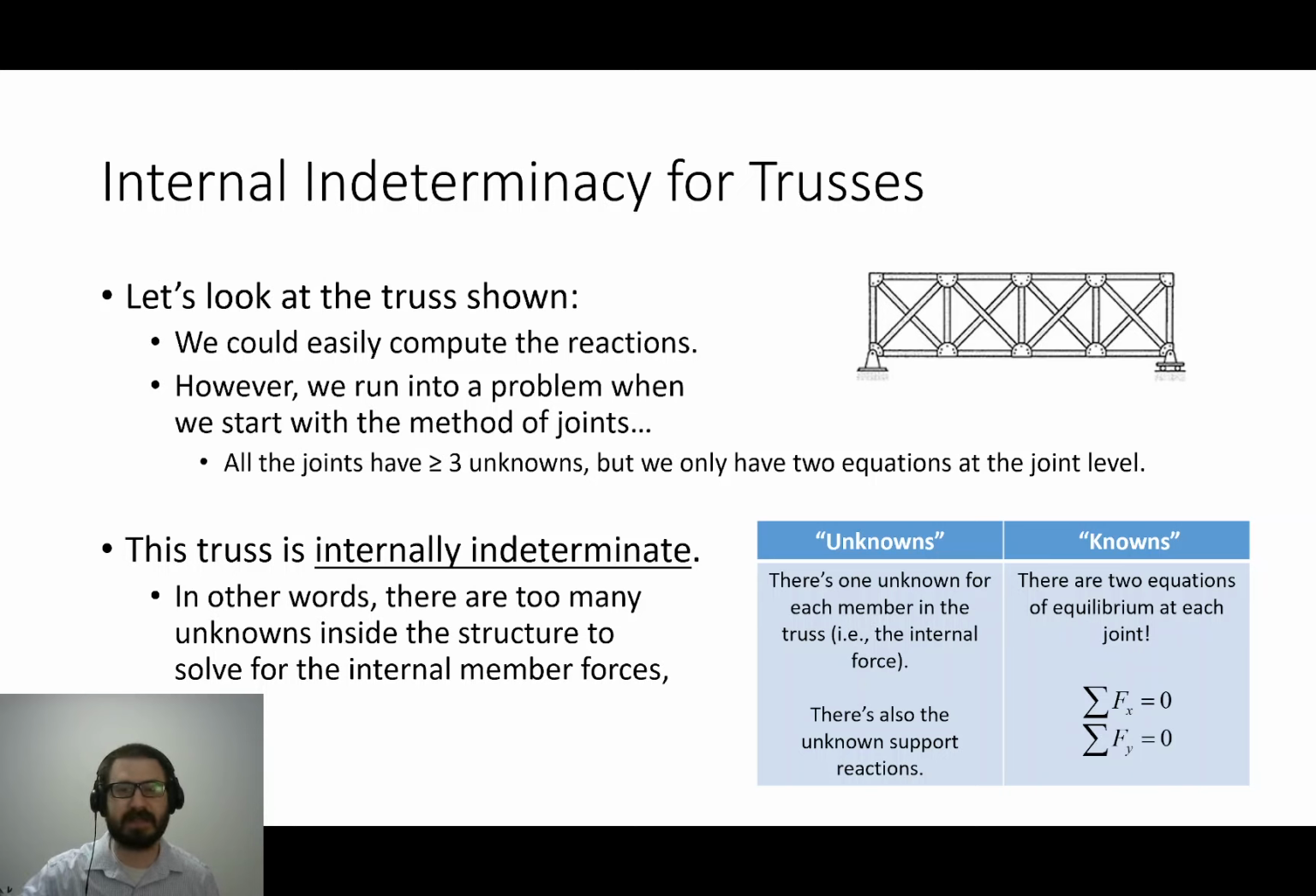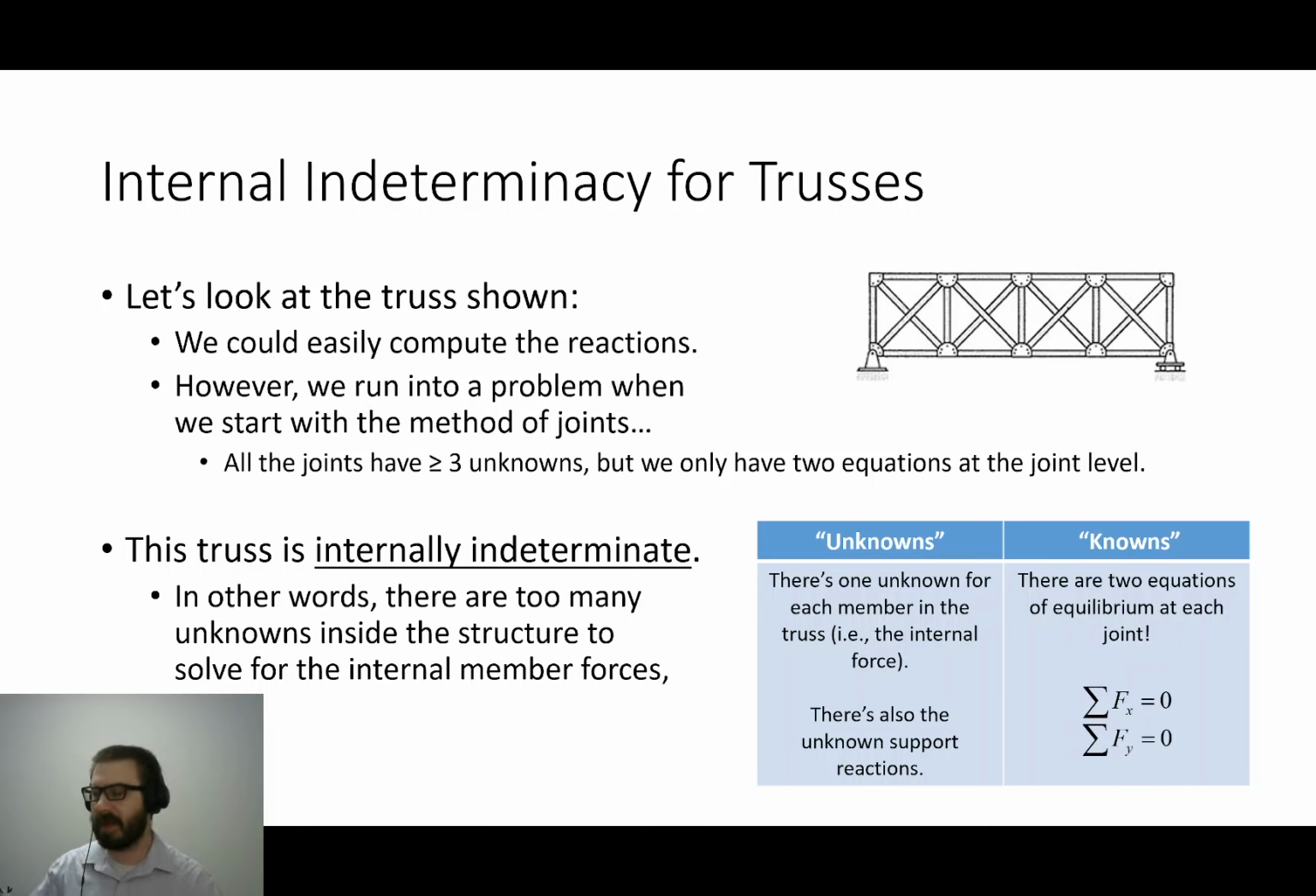I want to look at this truss just like the one on the previous slide. It's the same problem. Every joint has three unknowns, and we only have two equations of equilibrium at the joint level. If you recall in the previous expression, there was this magic number three that popped up, because with an external structure we had three equations of equilibrium. With this determination, there's going to be a different magic number, and the magic number is two.